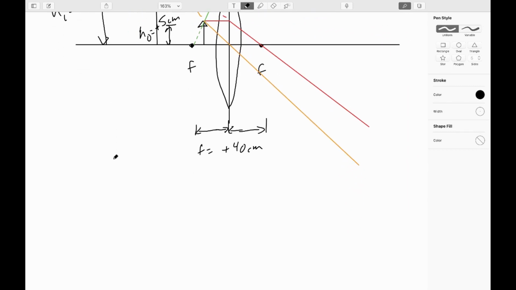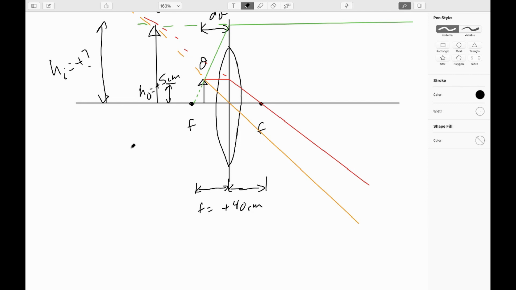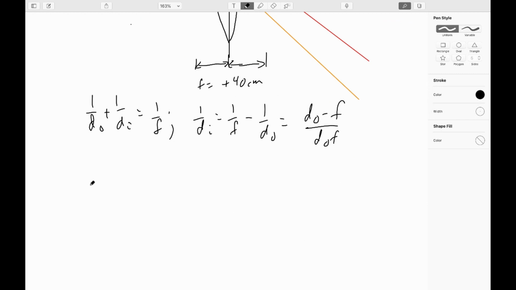All right, so again, same kind of deal as we did for our mirrors. Go ahead and start with the most useful equation in optics. So 1 over dO plus 1 over di equals 1 over f. So 1 over di equals 1 over f minus 1 over dO. Put on a common denominator, dO minus f over dO times f. So this gives us that the image distance, di, is dO f over dO minus f.